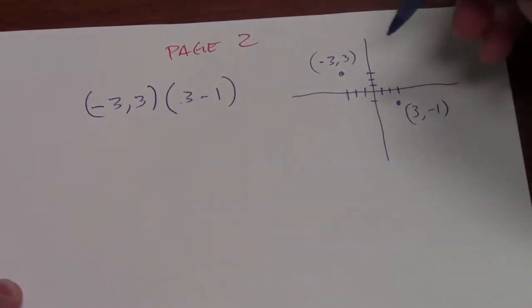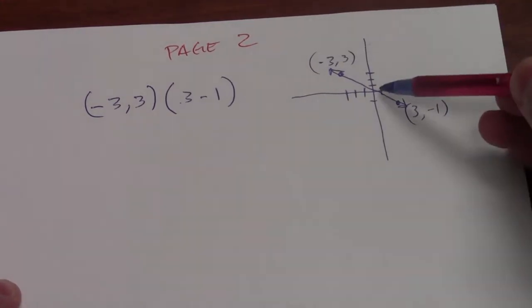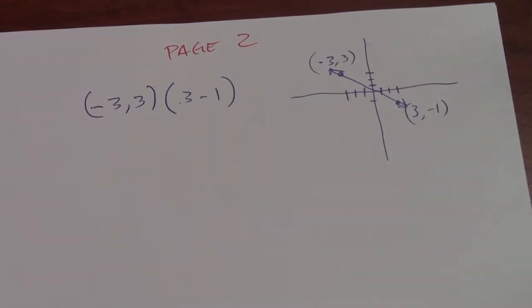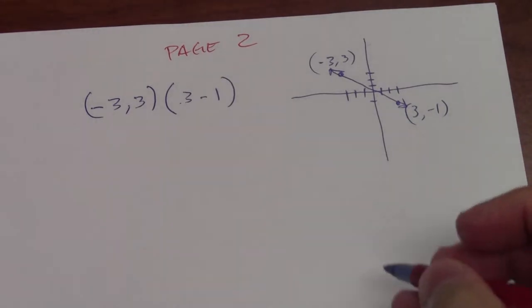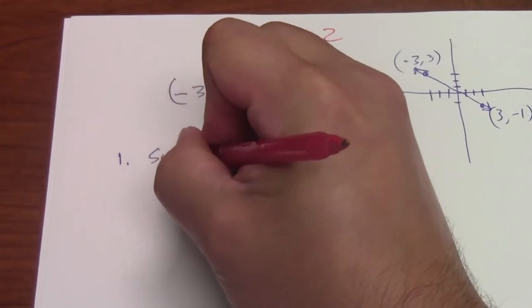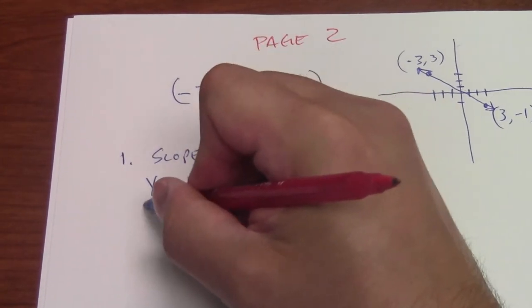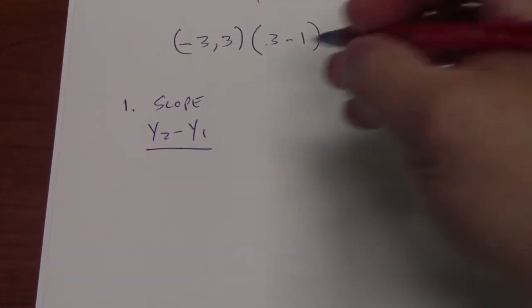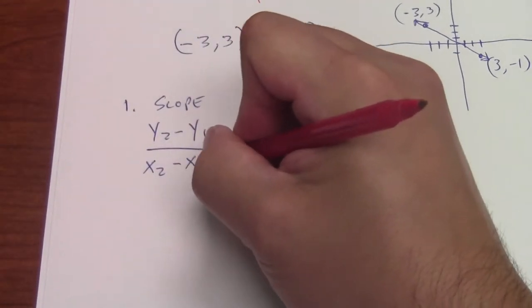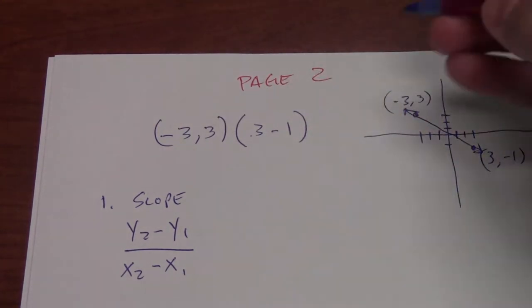All right, and here's our line. Now I can't really say what the y-intercept is here, so that's why we're going to use the other equations. The first thing I'm going to do is the slope. Let's write that down just so we have it. Number 1, slope. Remember, slope is just y2 minus y1 over x2 minus x1.